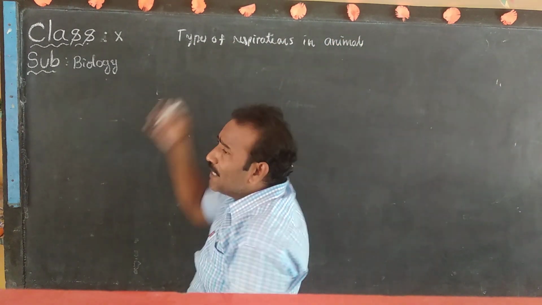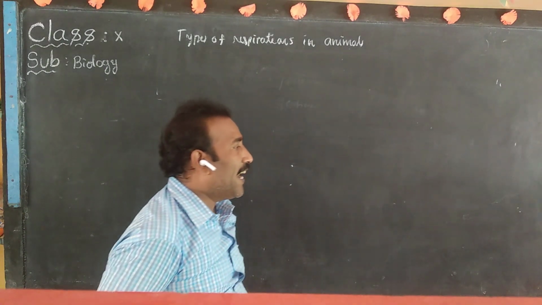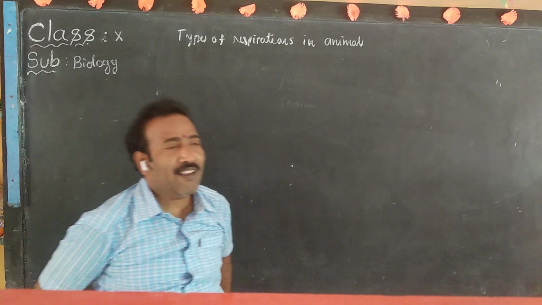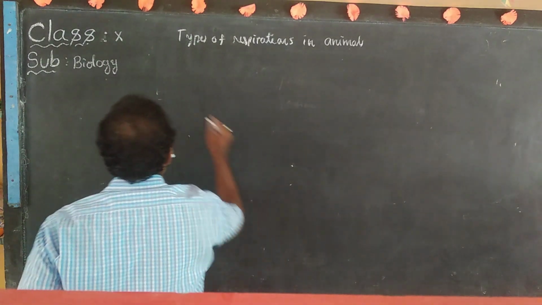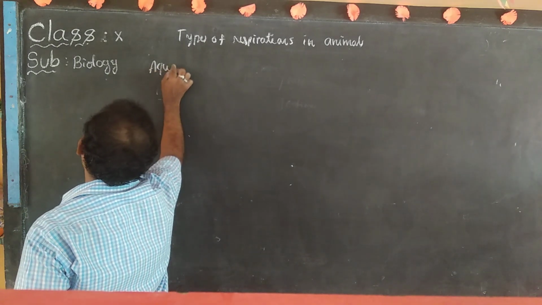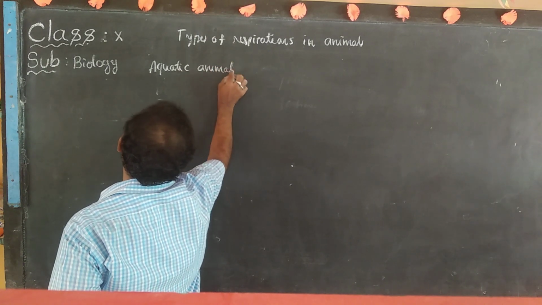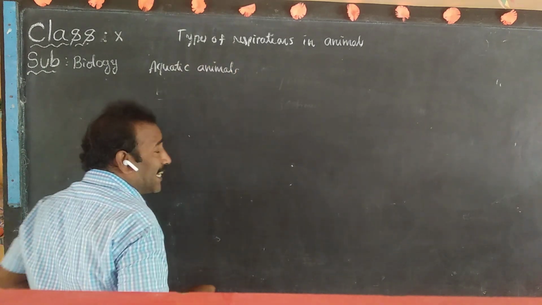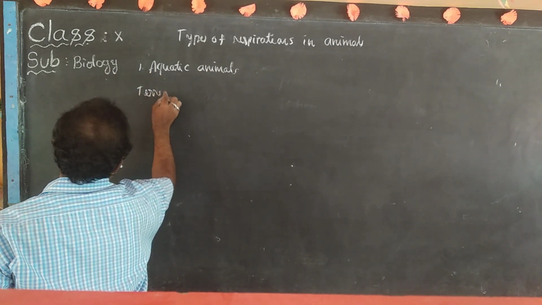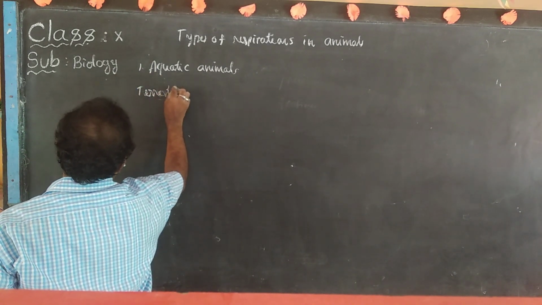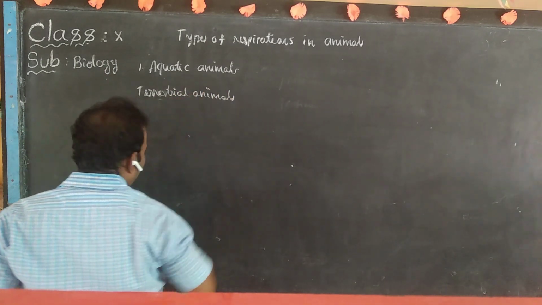Animals are living in different habitats. Some animals are living in water. Some animals are living on land. Animals which are living in water are called aquatic animals. But some animals are living on land, and they are called terrestrial animals.